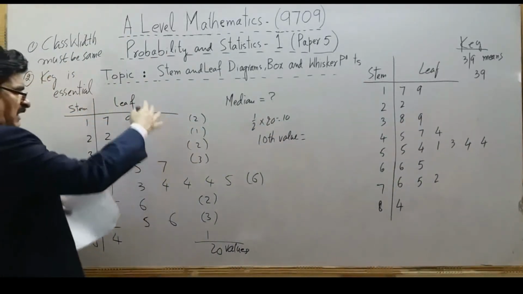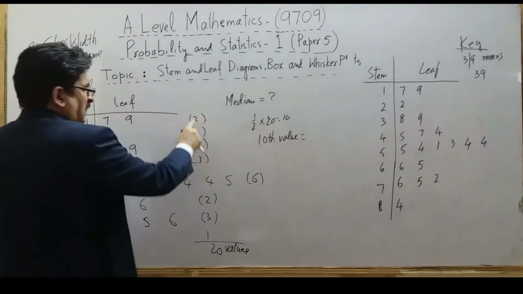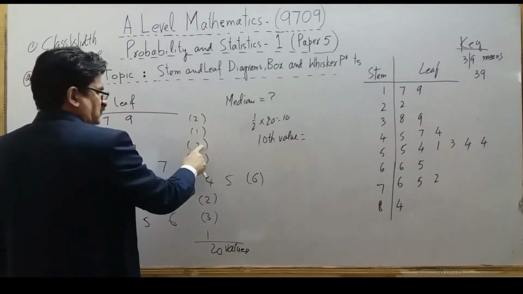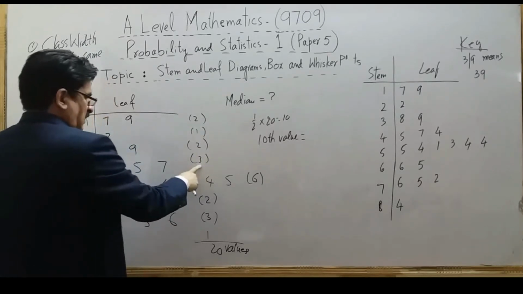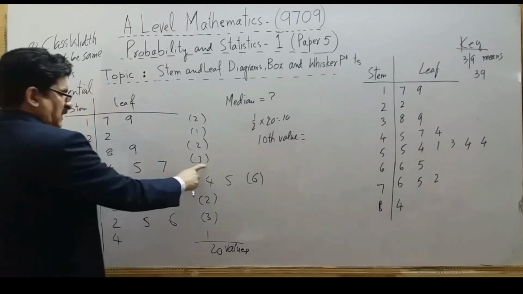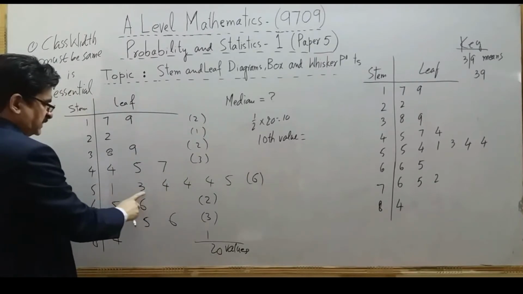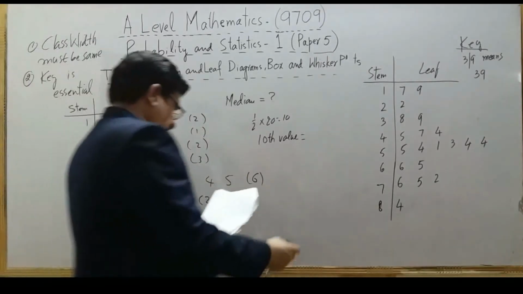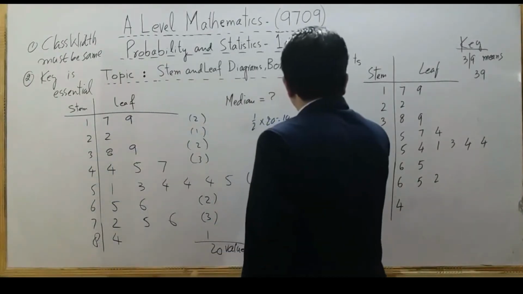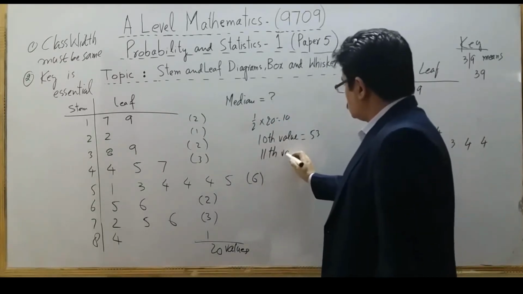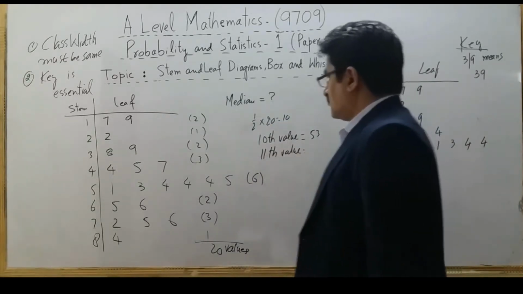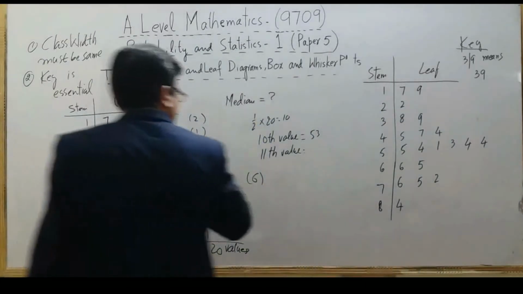You can also have large data, so take help from this. 2 plus 1, 3, 3 plus 2, 5, 5 and 3, 8. So here we have 8 values. So this is the 9th and this is the 10th value. So the 10th value is 53. And you can check that the 11th value is after 53, which is 54.